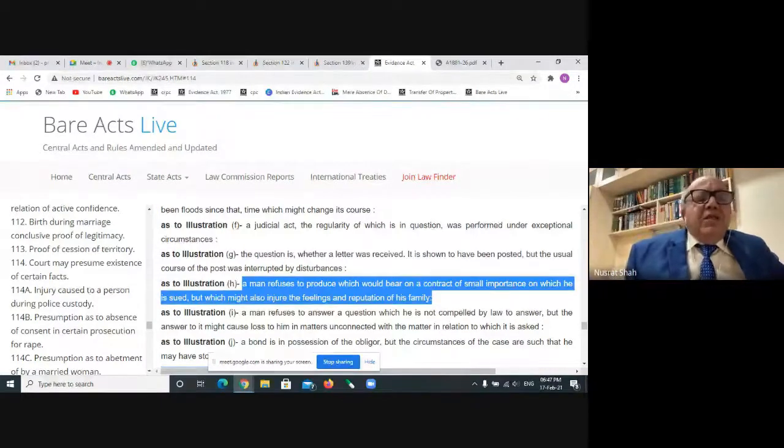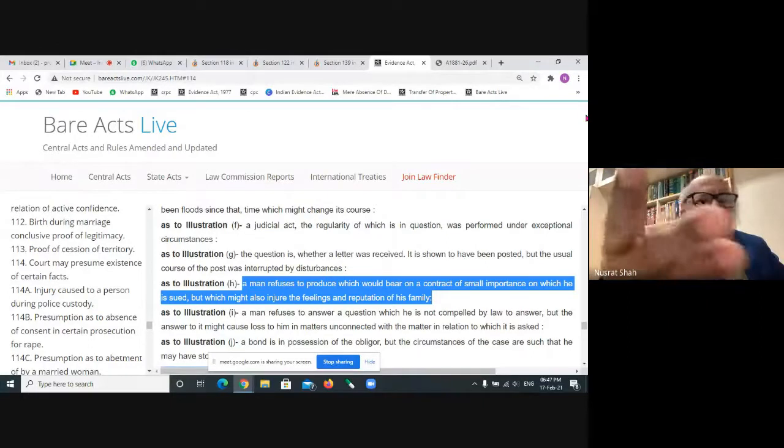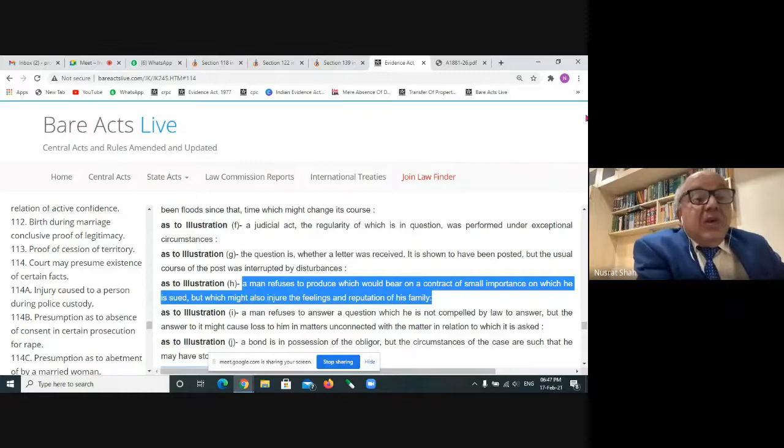You may be a director of a company. Some resolution is passed terminating you from the post of vice president, whatever it may be. You call upon the company secretary and the directors to produce the resolution and they don't produce it. Then the court will draw a presumption that the company is deliberately not producing it because that will go against them. Okay. Under the Evidence Act, it is known as drawing of adverse inferences. What do you call it? Adverse inferences, which will go against the person.